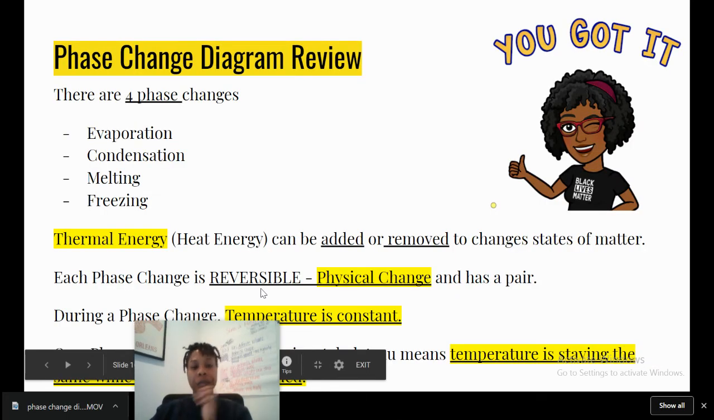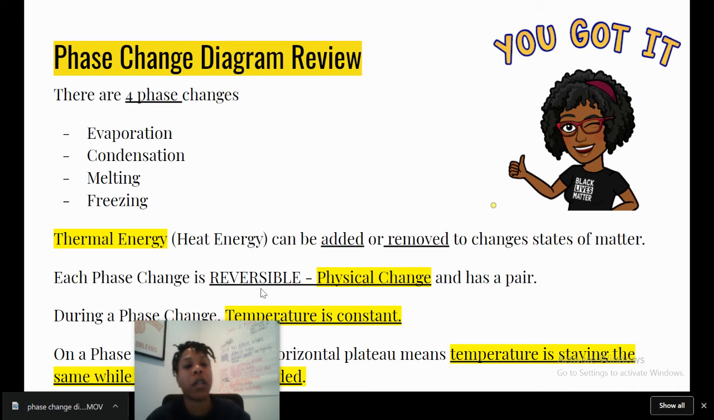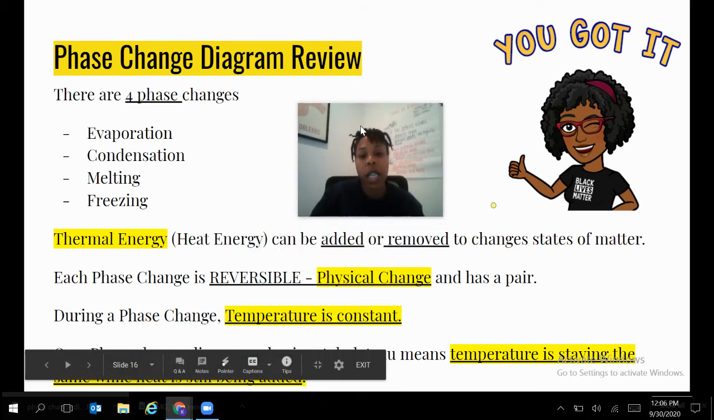All right, so just to review, we know there are four phase changes: evaporation, condensation, melting, and freezing. Thermal energy, which is just heat energy, can be added or removed to change states of matter. Each phase change is reversible, which means it's a physical change, and it does have a pair. So melting and freezing are pairs, and evaporation and condensation are pairs as well. During a phase change, temperature is constant, meaning the temperature is not changing. It is staying exactly the same.